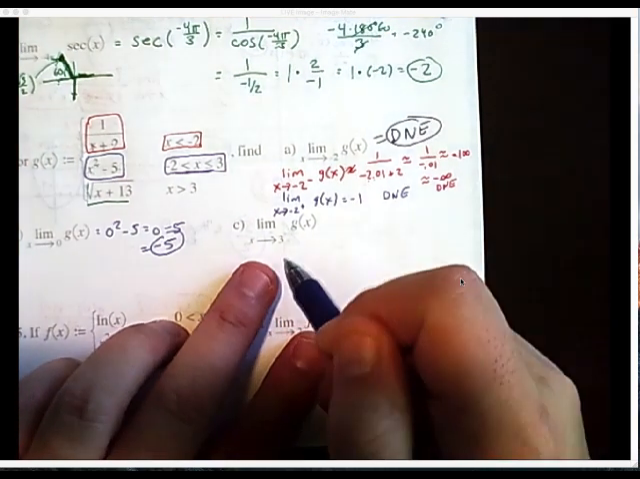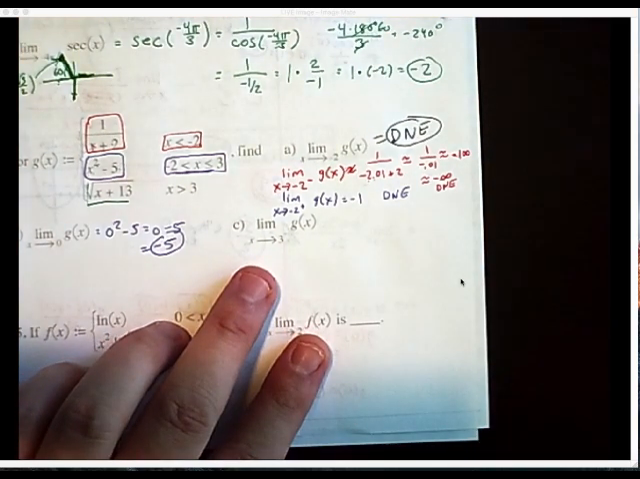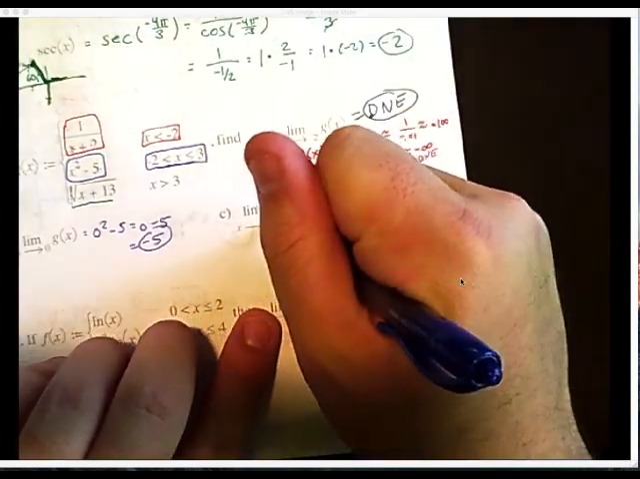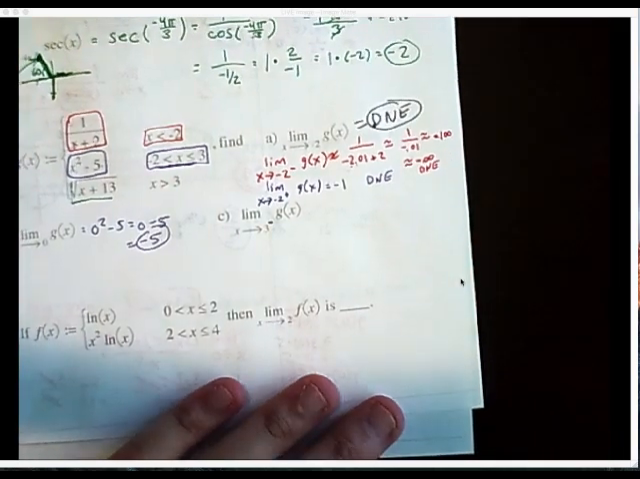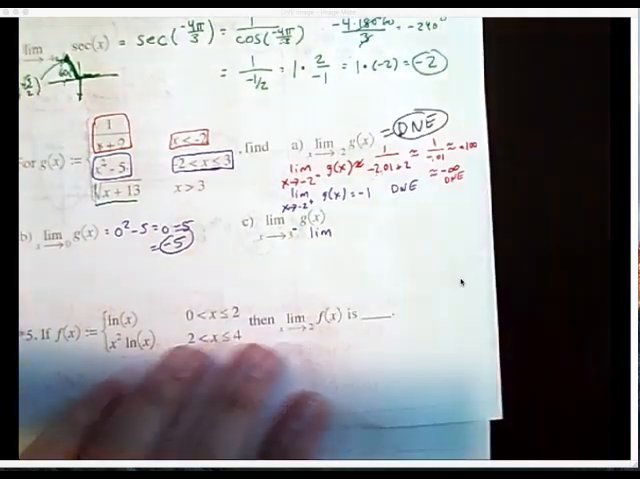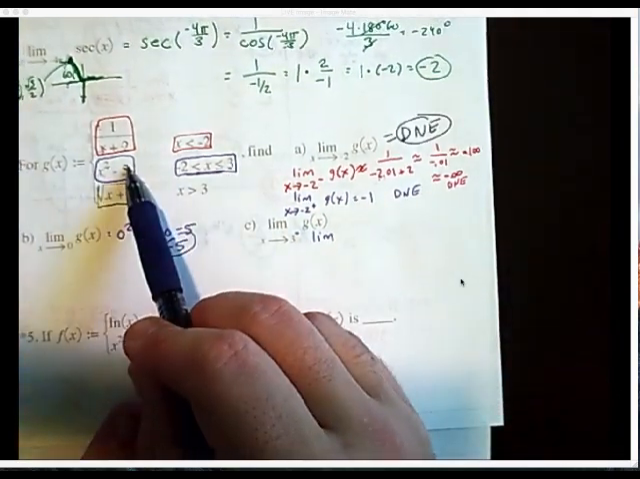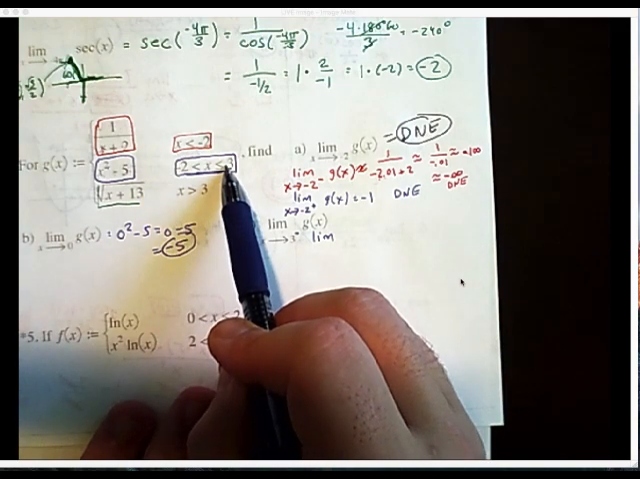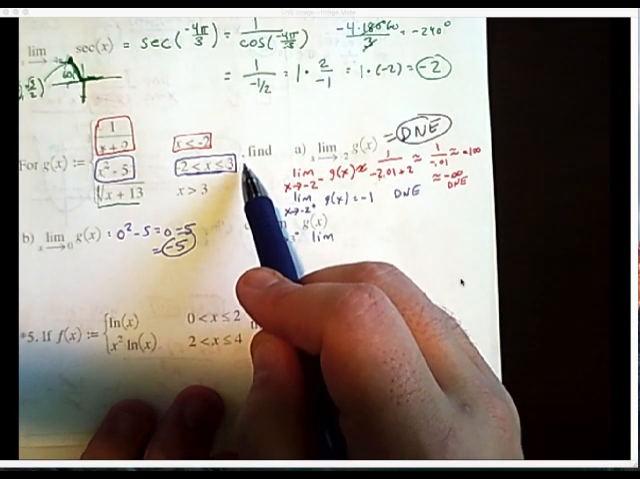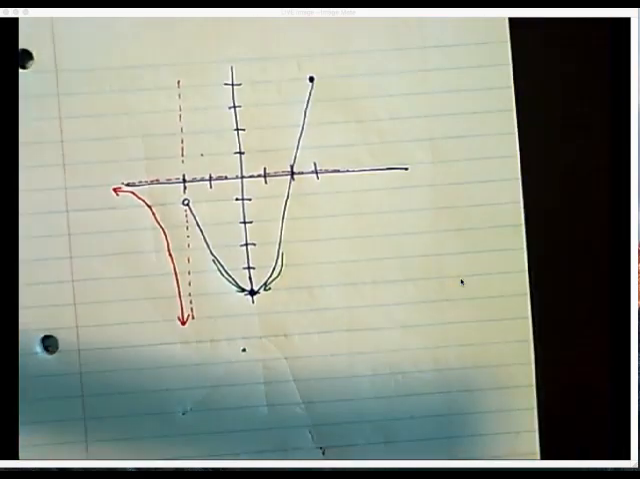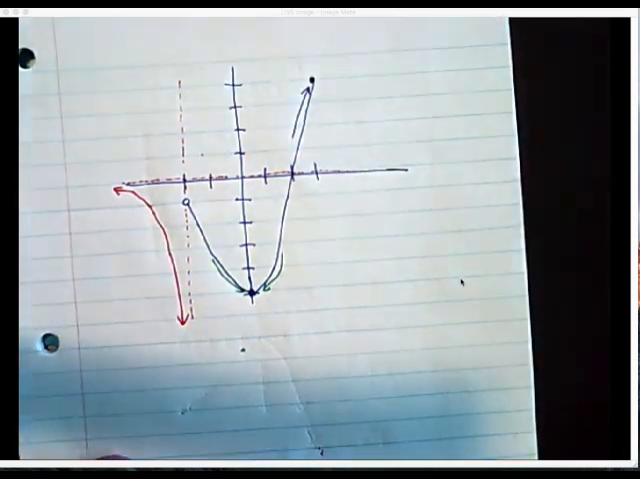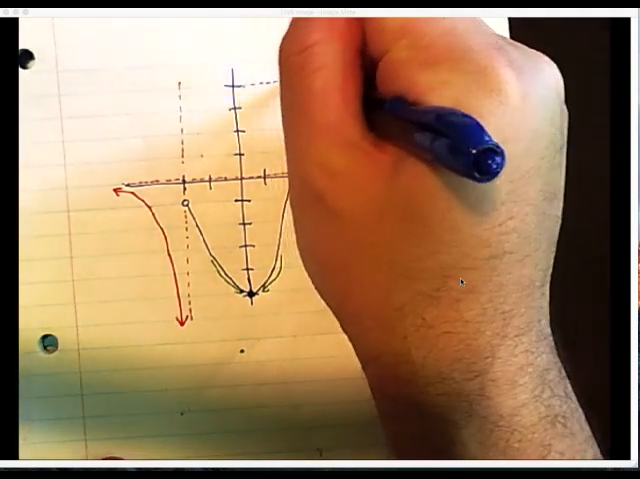And lastly, what about as we approach 3? I think it says 3 coming in from the left. Well, as I approach 3 coming in from the left, I would be using the middle function. So on the graph, as I get close to 3, they want to know, what am I approaching right there? Well, we've already figured that out. That's just 4.